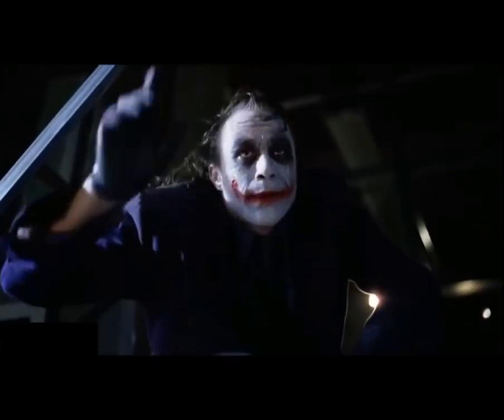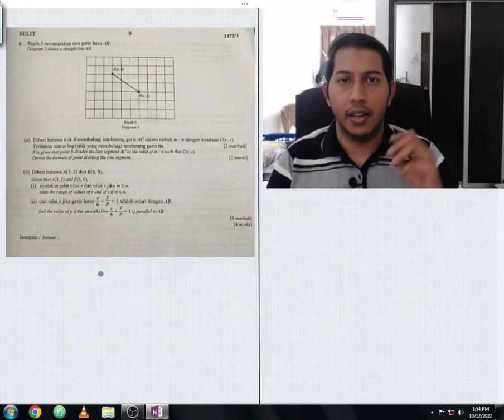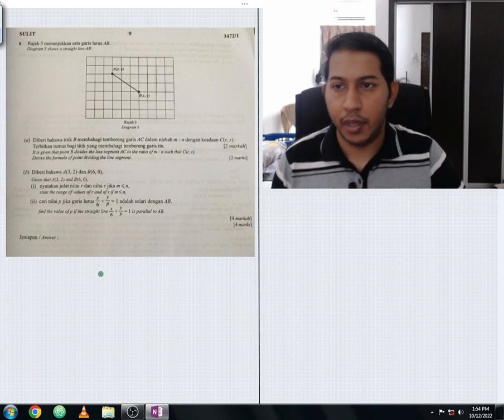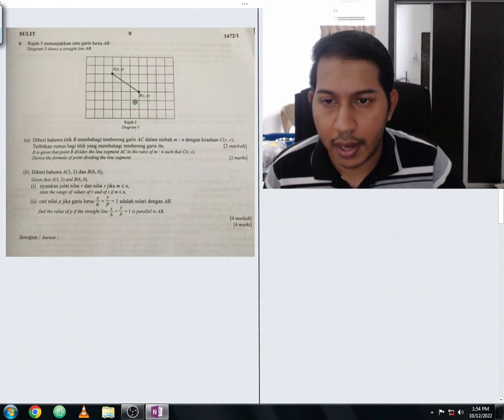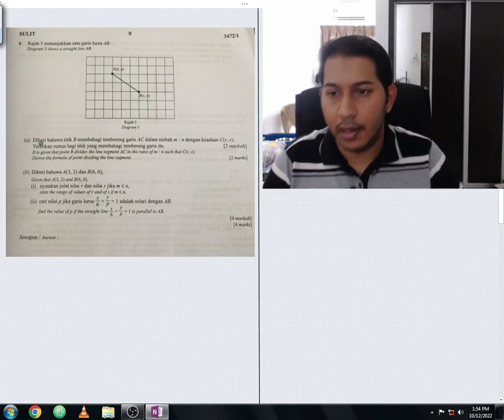And here we go. Let me read the question now. Diagram 5 shows a straight line AB. So this is the straight line AB which has the coordinates PQ and XY respectively. Okay, let us read the question.